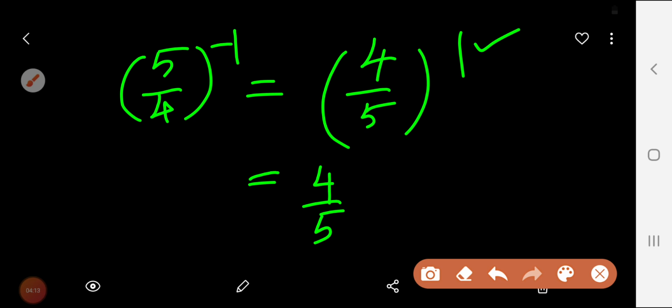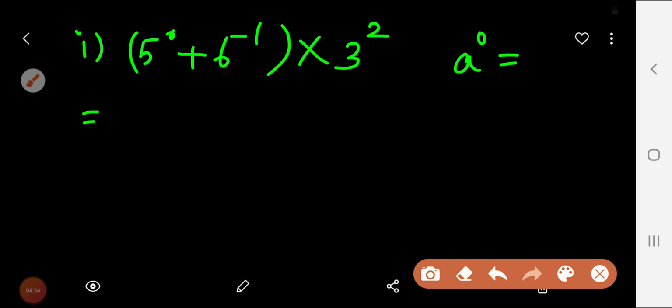Okay. Next question, subdivision 3, do as your homework. Next we are going to see question number 5. First subdivision in question number 5, 5 power 0 plus 6 power minus 1 into 3 square. First we know the formula a power 0 equals 1. Anything power 0 is 1. By using this we can write 5 power 0 as 1 plus 6 power minus 1. In order to remove the negative power, we have to write the reciprocal.